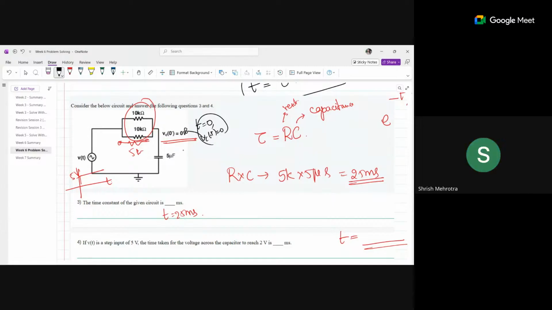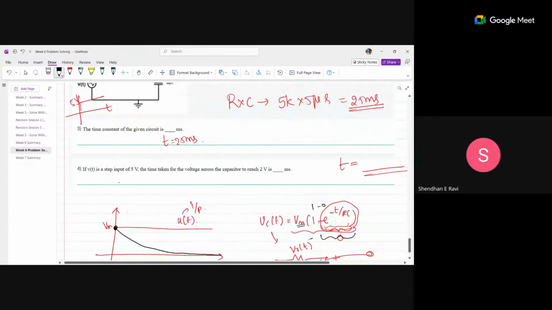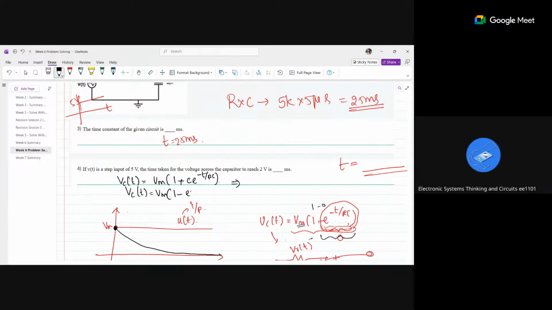Yes, ma'am. So ma'am, this condition we will use not to calculate C. C is not necessary in this. We need not calculate C here. We'll just find the time constant and go with the second question. Substitute 2 volt is equal to 5 into 1 minus e power minus t. Use this formula and you can find t applying the condition. Otherwise, you can directly use that 0 condition which we already found, right?